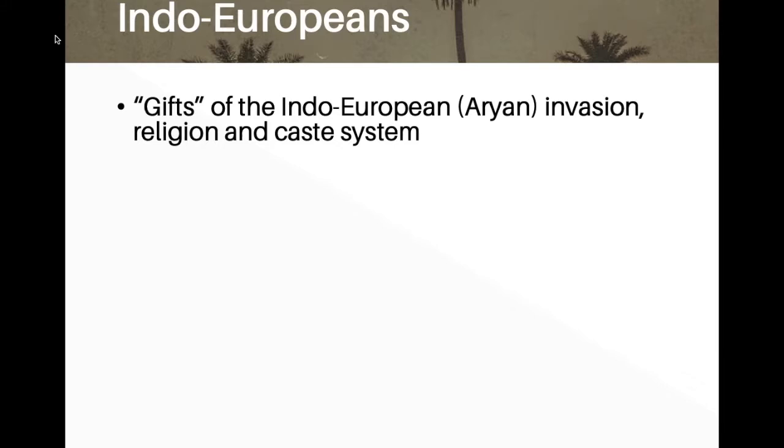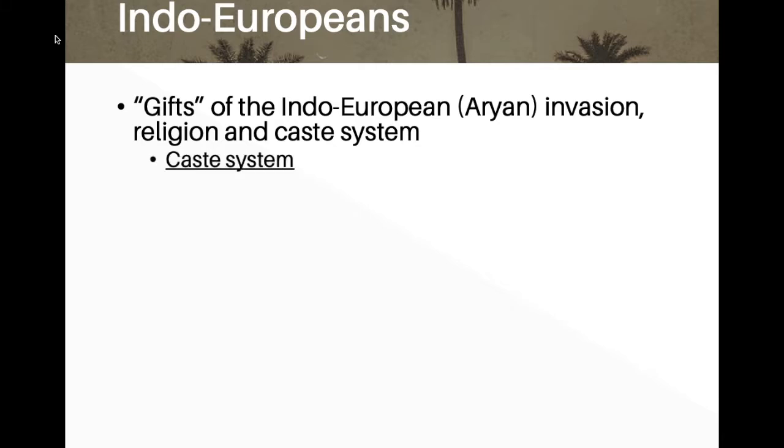Okay, so there were two gifts, if you want to look at it that way. I put it in quotes. Two gifts of the Indo-European invasion. Aryans came across through Pakistan and settled in. They fought the Dravidians. They intermarried. They established the social and cultural foundations of what we think of India today. Basically, it was religion and the caste system. Those were the two gifts of the Indo-European invasion.